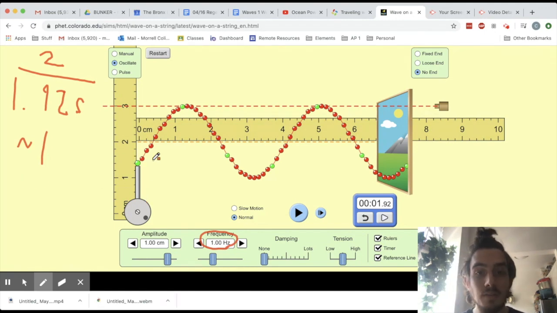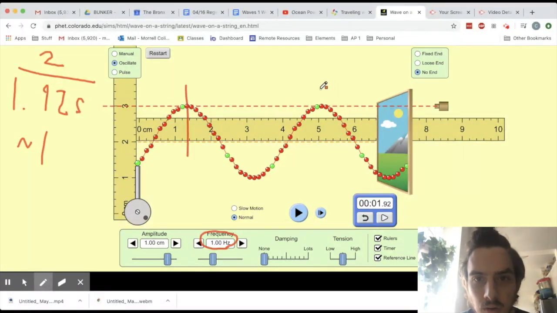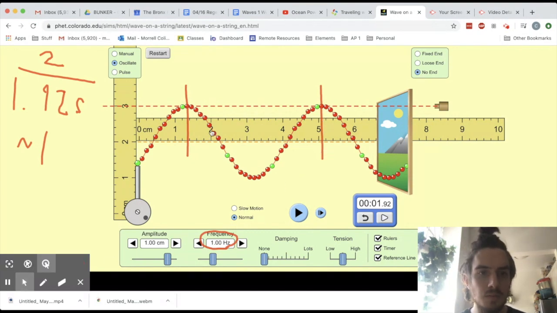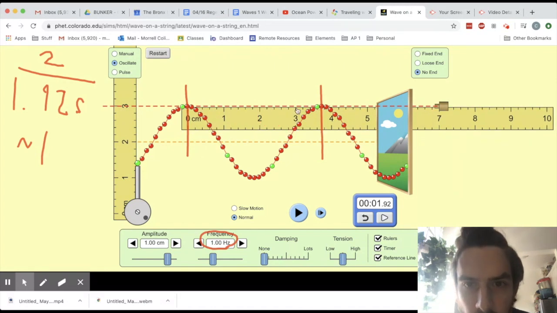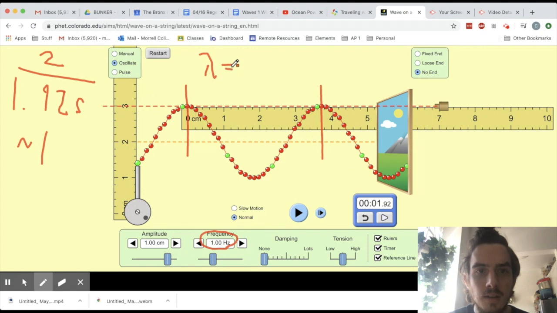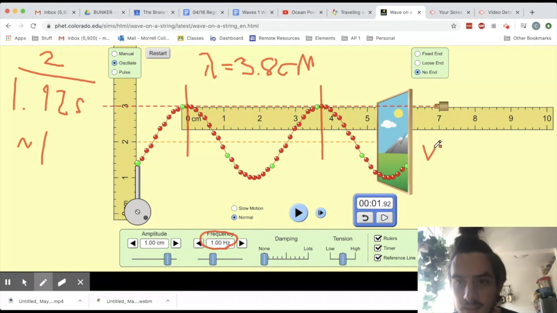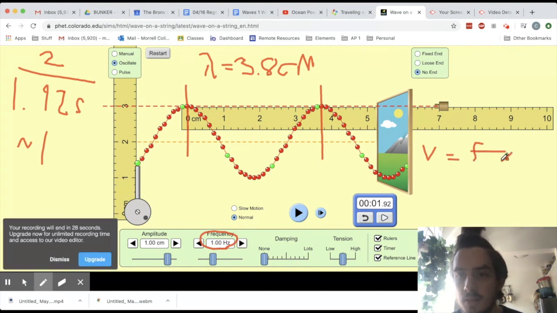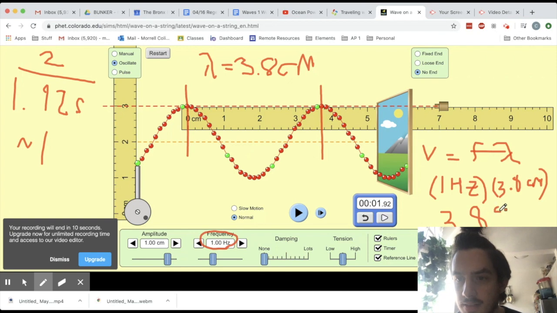Now, let's see what our wavelength is. Well, I can count from a crest to a crest, and let me move this ruler so that it's more convenient to use. So we're at about 1, 2, 3, 4, so that's going to be about 3.8 centimeters. So I can say that my lambda, the wavelength here, is about 3.8 centimeters. Well, if I wanted to find my velocity, that velocity is equal to the frequency times the wavelength. That's going to be 1 hertz times 3.8 centimeters. Remember, hertz is inverse seconds, so centimeters per second. There we go. We managed to solve for the velocity of this wave.